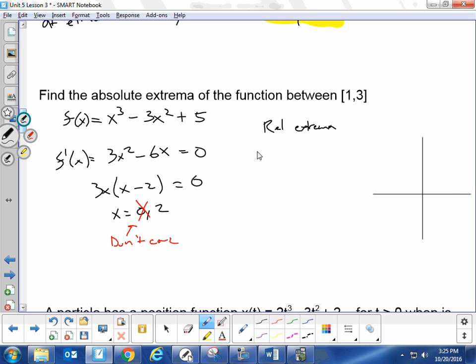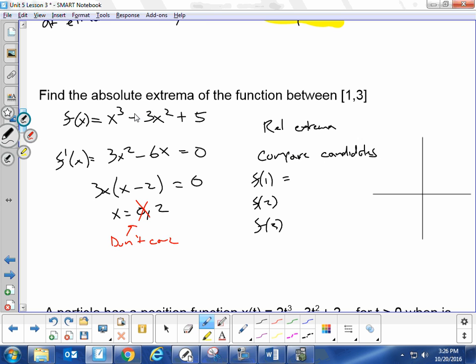So I can compare f of 1, which is an endpoint, to f of 2, which is either a max or min, I don't know, but I know it's a possible candidate because it's possibly a location of a relative extrema, and f of 3. And I plug those values into my original function. Compare candidates.